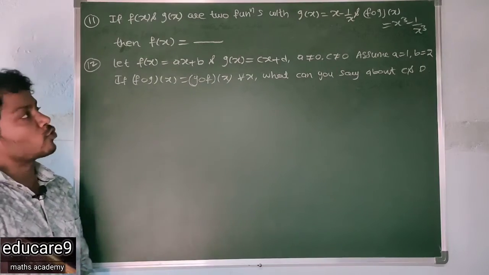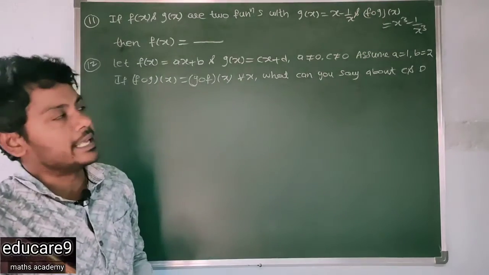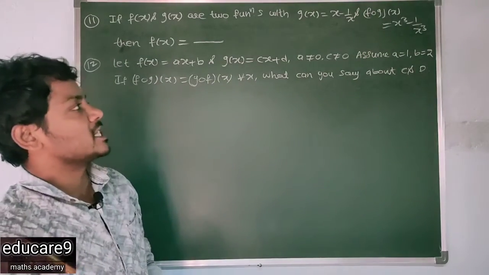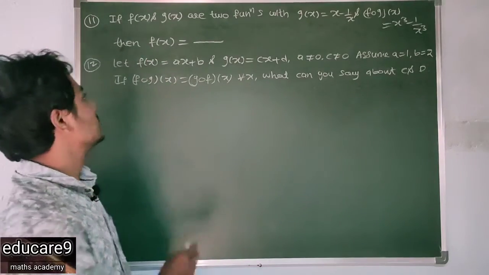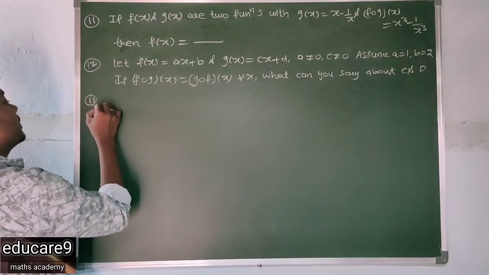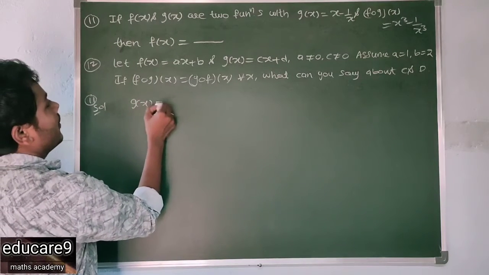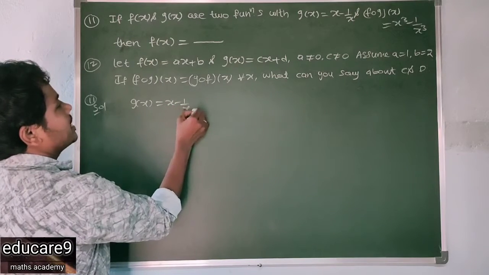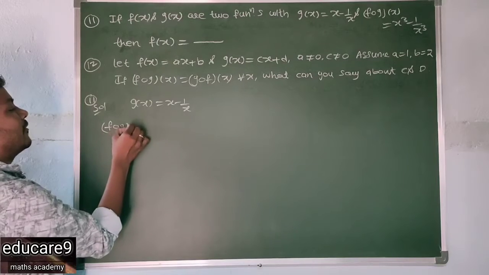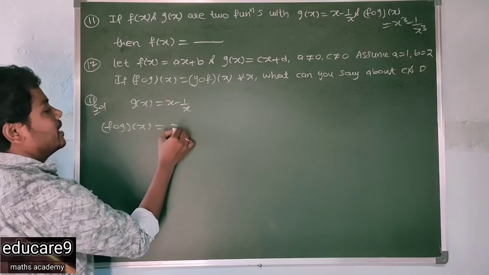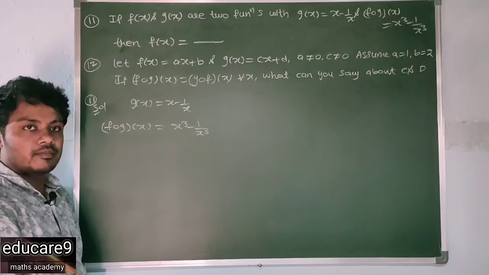If f and g are two functions, g of x is given and a composite function, that is f circle g of x, is given. Now you want to find f of x. See here. So g of x is equal to x minus 1 by x and f circle g of x is what? x cube minus 1 by x cube.